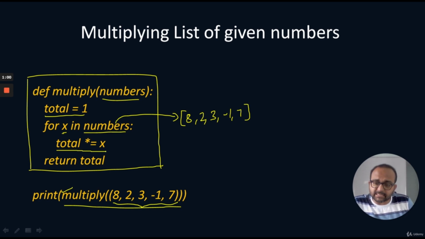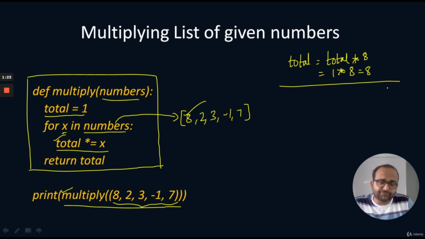So the first element in the list will be multiplied with the variable called total. In that case, total is equal to total into, what is the first element here? 8. And what is the total value initially? 1. So 1 into 8 value will be 8, after multiplying with the first element. Now, second element. Total is equal to total into x. 8 is the total value currently, into x value 2. 8 into 2 value will be 16.